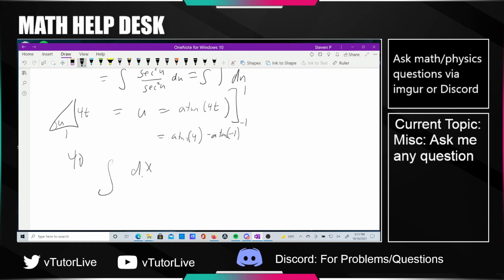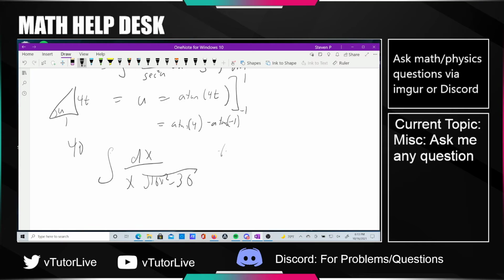dx by x square root of 16x squared minus 36. Okay, folks, so now we're on a slightly different example. Look at it, it's x squared minus something, right? So let's look at what this looks like the most. Tan squared u plus 1 equals secant squared u, so secant squared of u minus 1 is equal to tan squared of u, right?